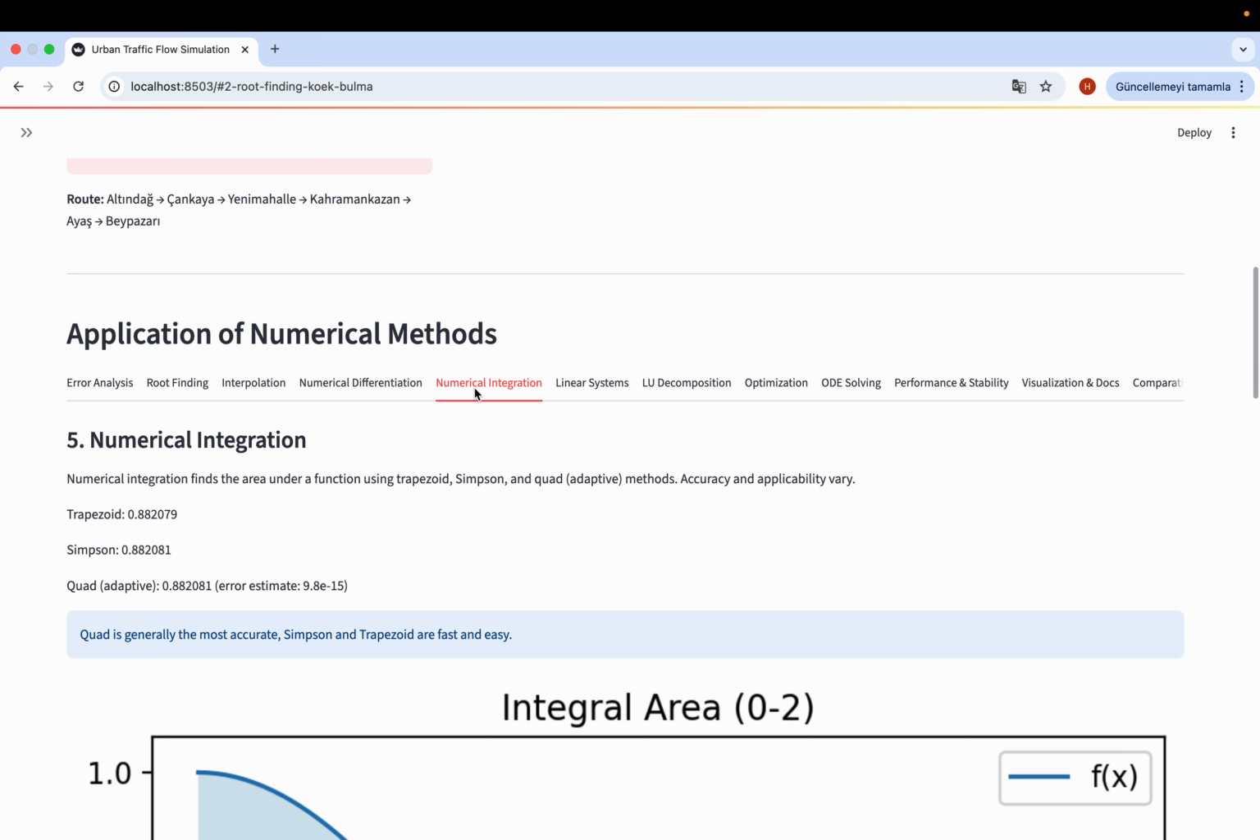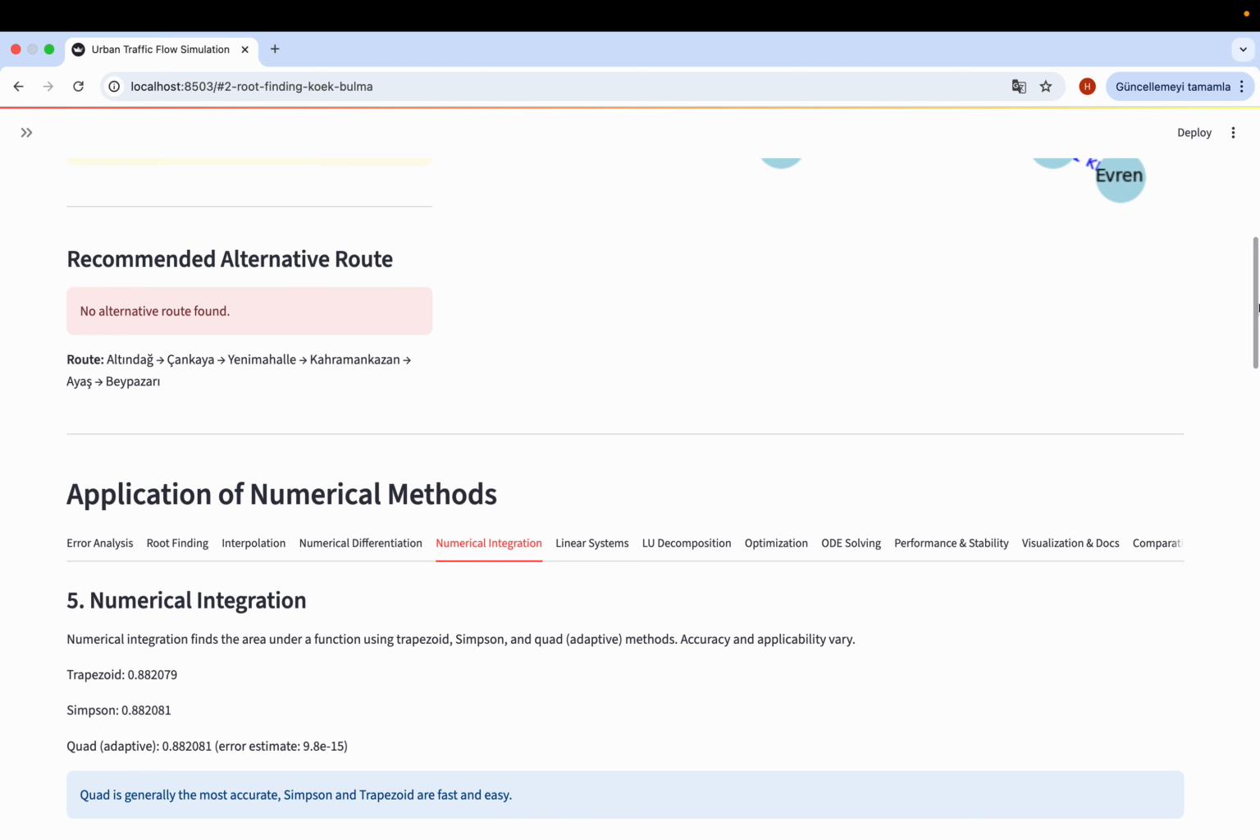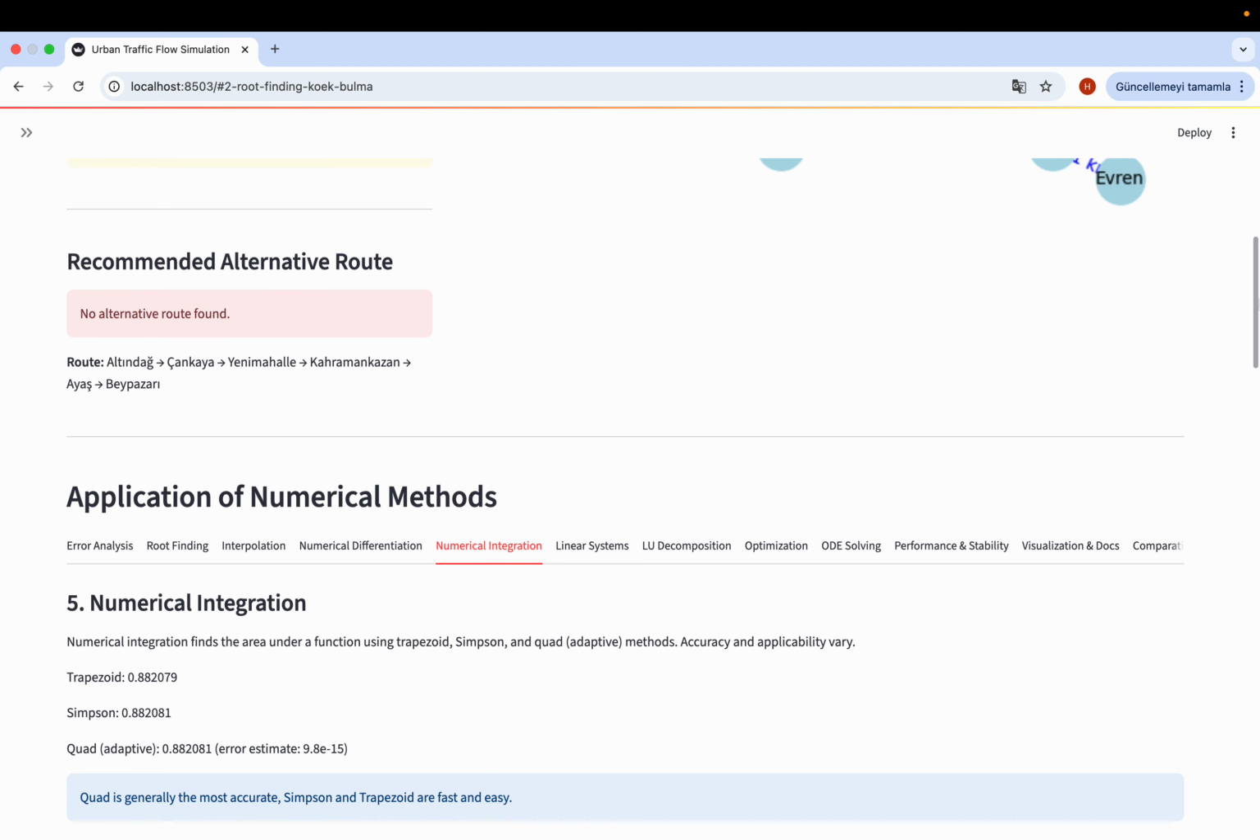We applied the trapezoidal rule, Simpson's rule, and SciPy quad for adaptive integration. This helped in estimating vehicle totals over a segment and comparing cumulative delay between different paths.